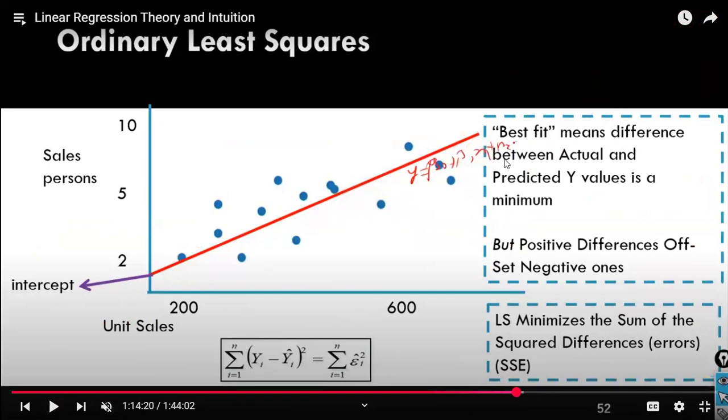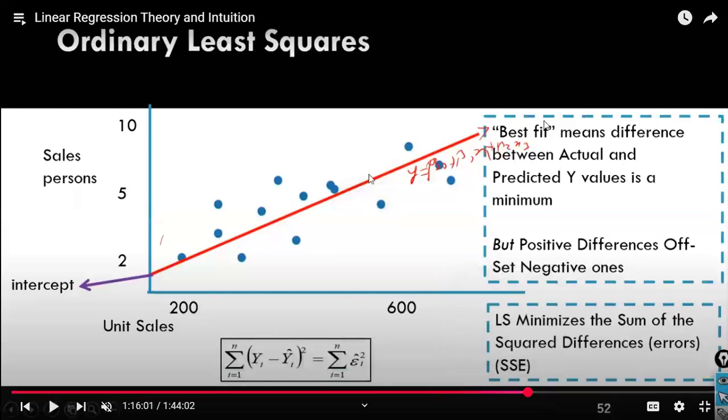So what does best fit mean? The difference between actual and predicted values is a minimum. Positive differences offset the negative ones, and least squares minimizes this. It is also called least squared error. That means it minimizes the sum of the squared differences, the sum of squared error. Whichever line's sum of squared error is less, that is the best fit line.